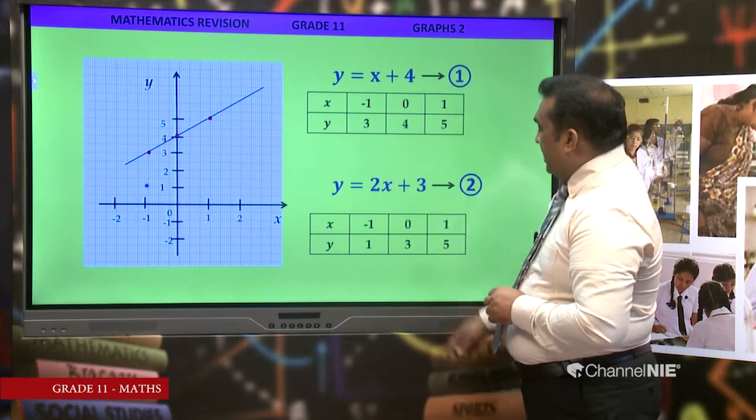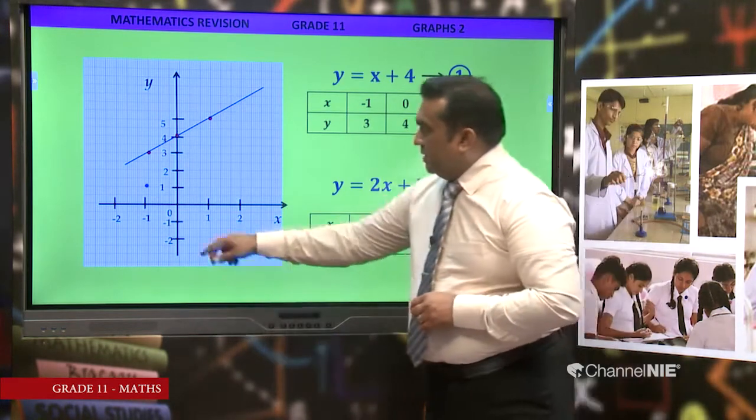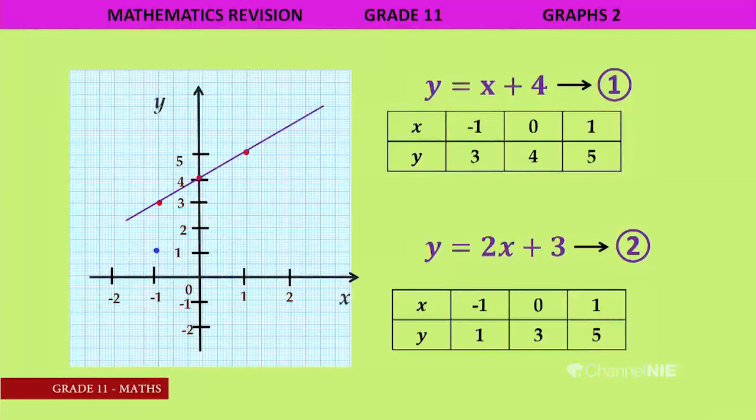Then 0, 3, we will see that point. 0, 3, then 1, 5. Common point, you can see. Common point for two straight lines. Then you have to find out that common point.